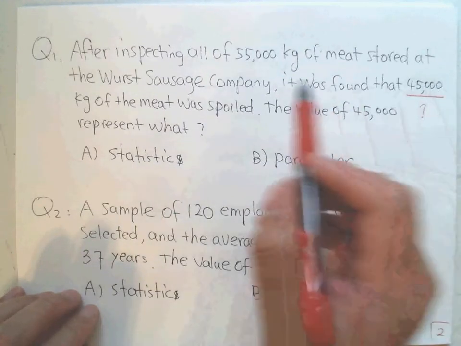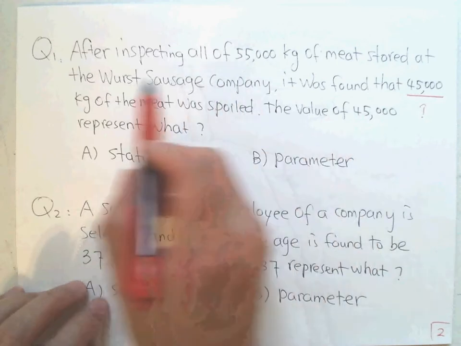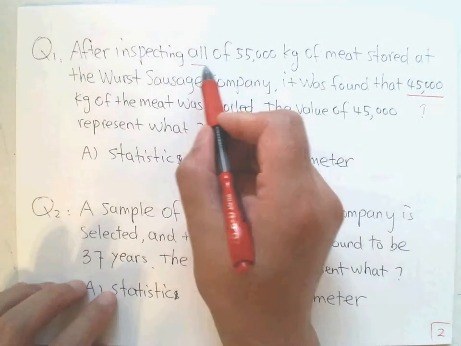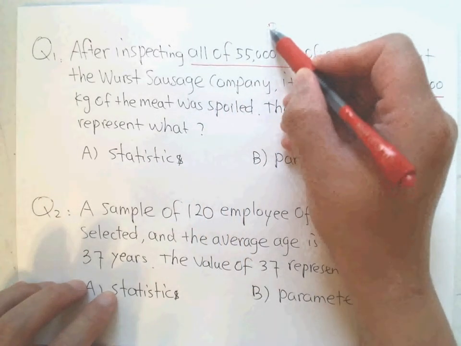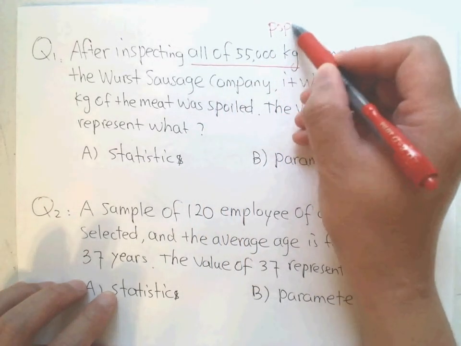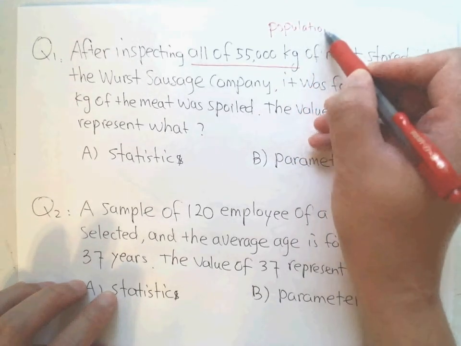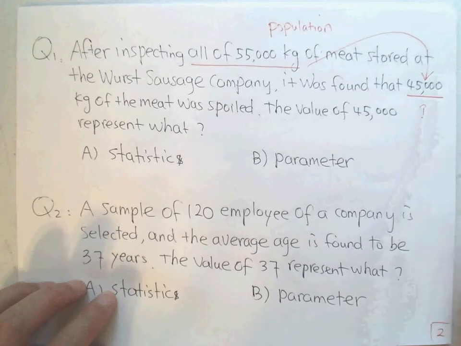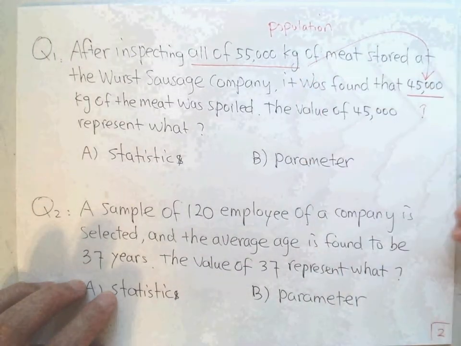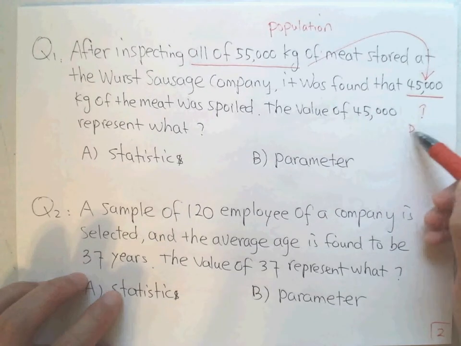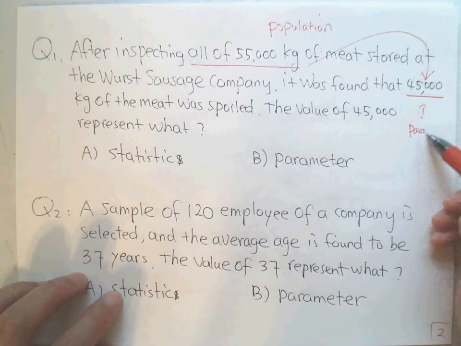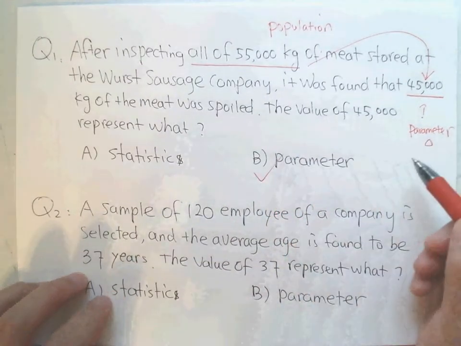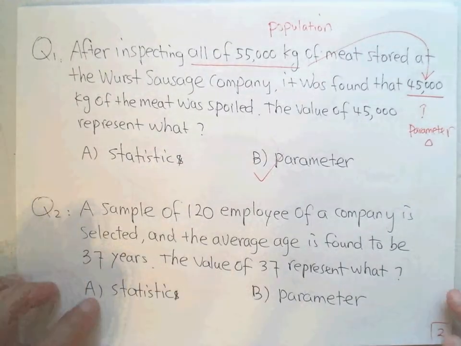This data directly came from the population. Why? Because the company inspected all of the meat, right? So all of this meat is the population. From this population we found this number, so what do we call it? We call it a parameter, because this data came from the population.